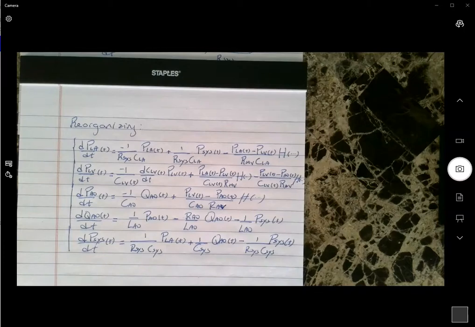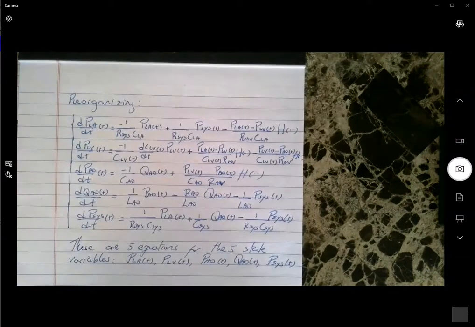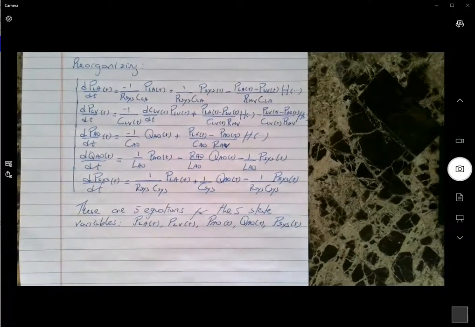And that's it. These are the five equations for the five state variables, and everything in these equations is dependent on state variables. So this is a set of five equations with five unknowns. These are the five equations for the five state variables, which in order are, again, PLA, PLV, PAO, QAO, and the systemic pressure. So four pressures and one flow embedded into that equation.